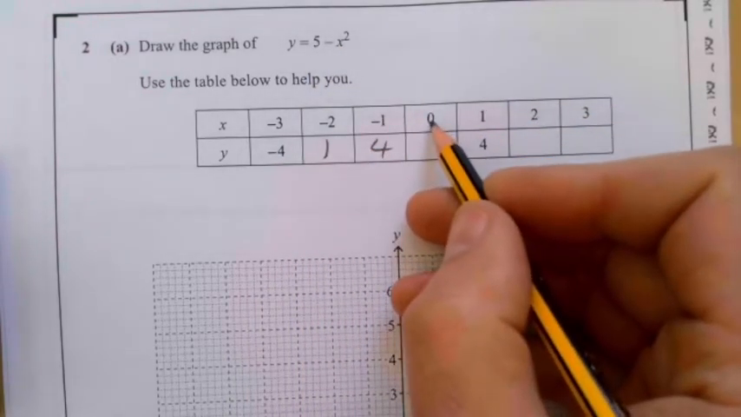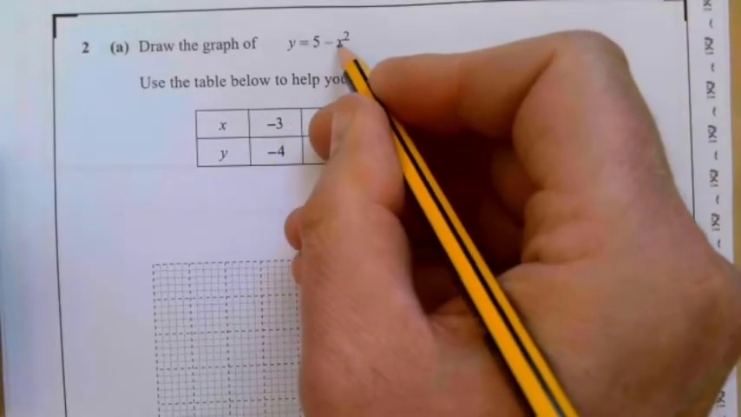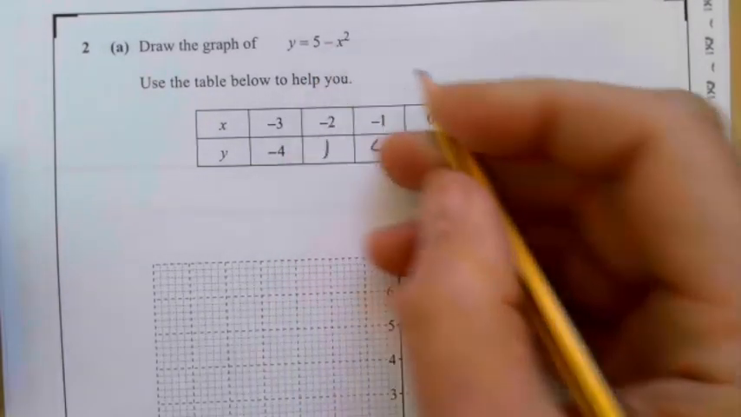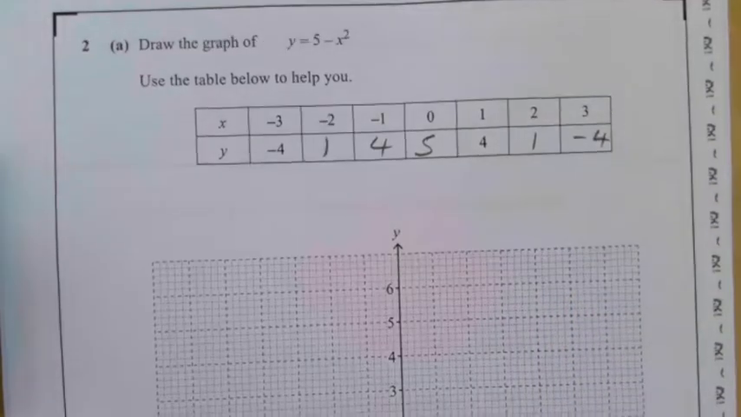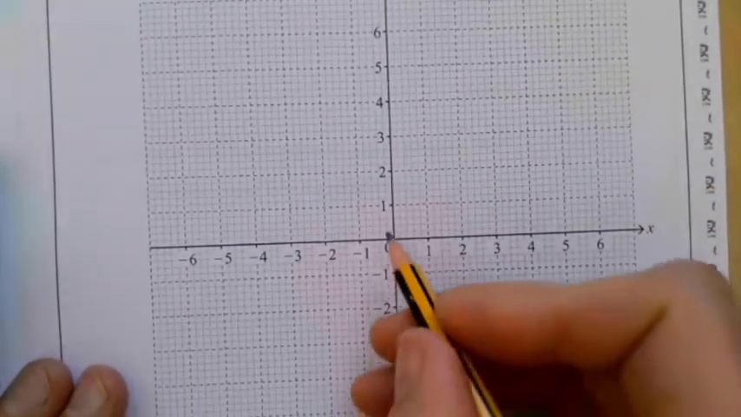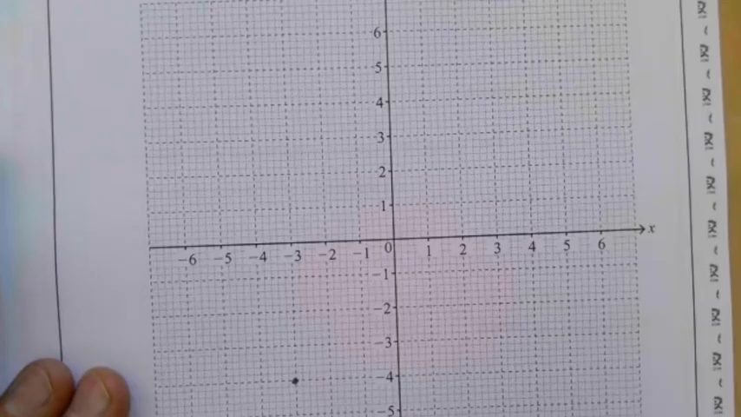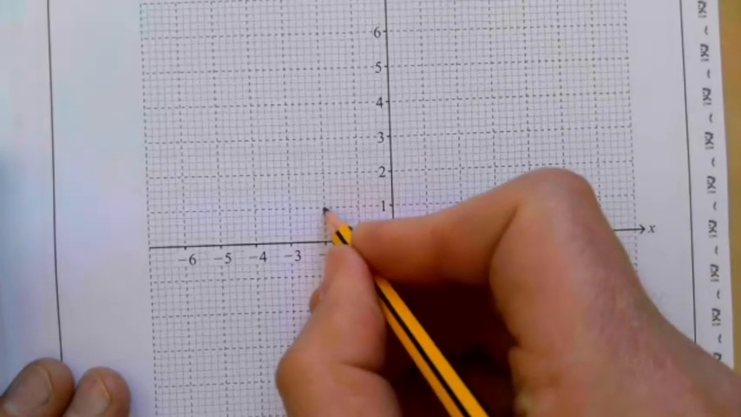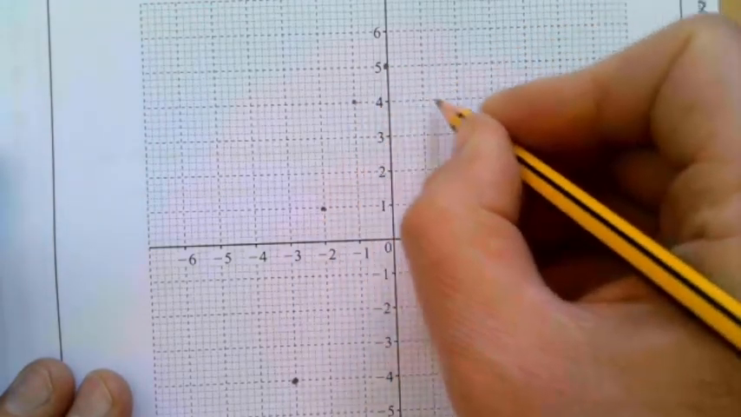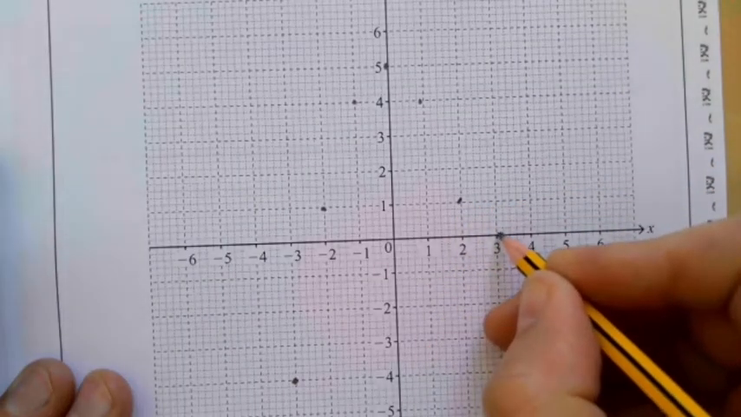0 then is going to be 5. Substitute in 2. 5 take away 4 is 1, and then 5 take away 3 squared, so 5 take away 9 is minus 4. So if I plot those in, minus 3, minus 4 is my first point, then minus 2, 1, then minus 1, 4, 0, 5, 1, 4, 2, 1, and then 3, minus 4.